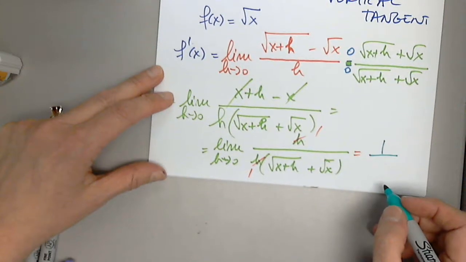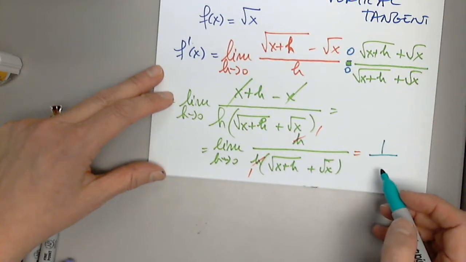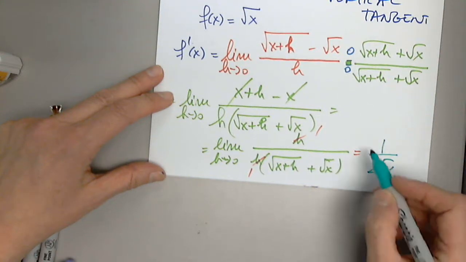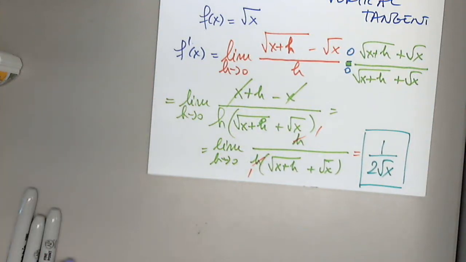1 over? Which is 2 apples? Good. 2 the square root of x. This is it. So when h approaches 0, you have the square root of x plus the square root of x. An apple plus an apple is 2 apples, 2 the square root of x.